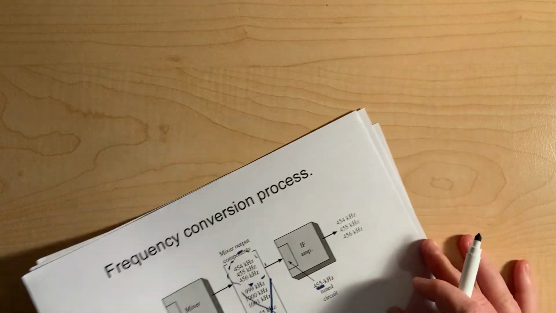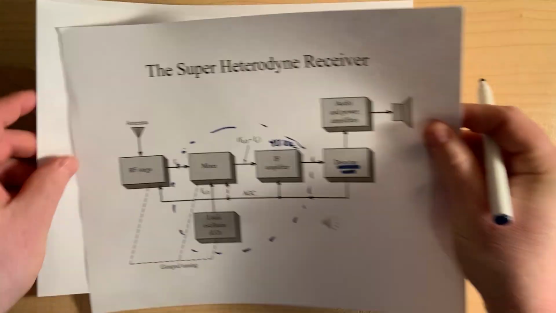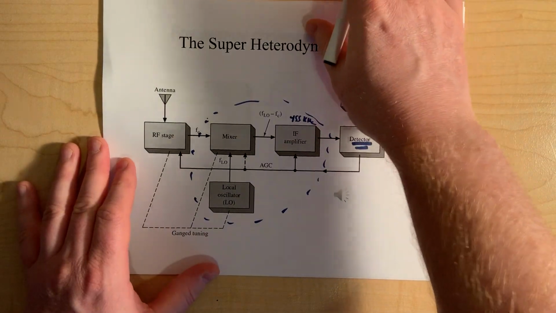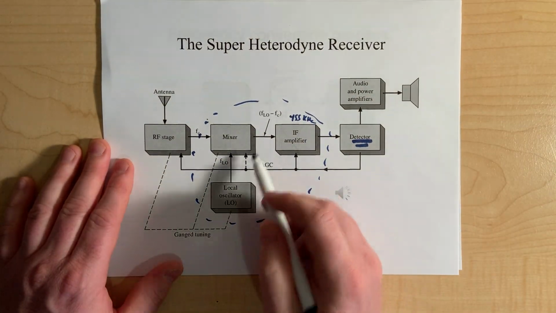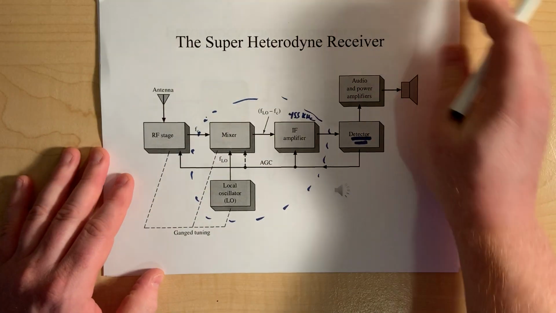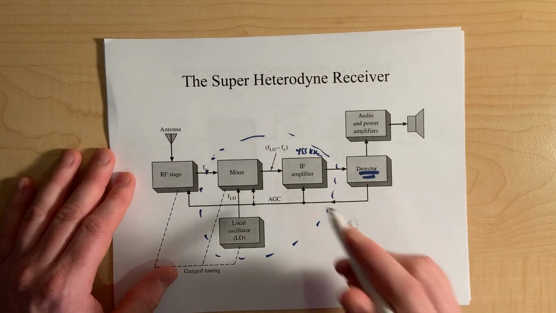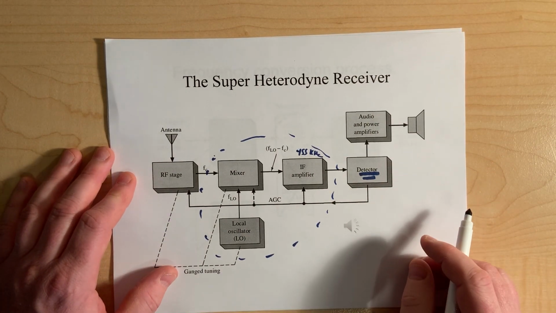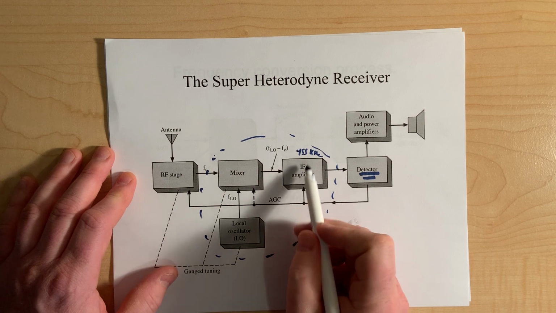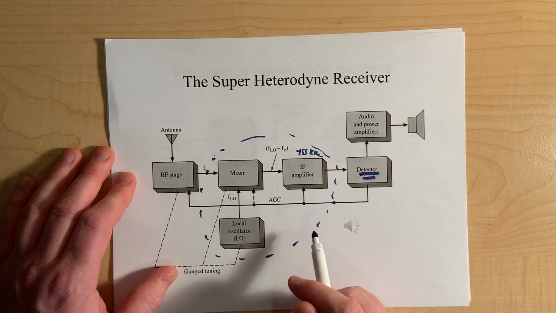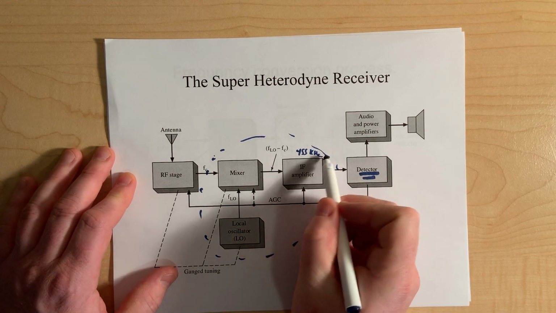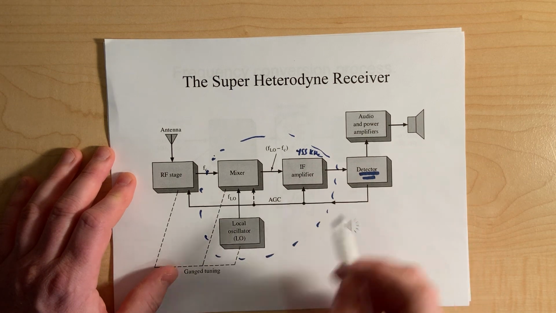So if we go back to our original diagram, this is what is going on. We have high side injection. Now the IF tunes it, and then we get into our next stage, which is the detector stage. All that happens here in the IF stage is it amplifies the signal at this tuned frequency and then injects it into the detector.